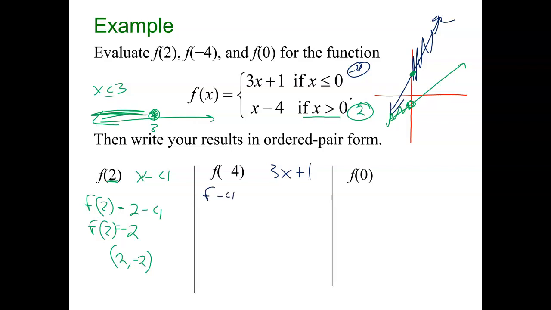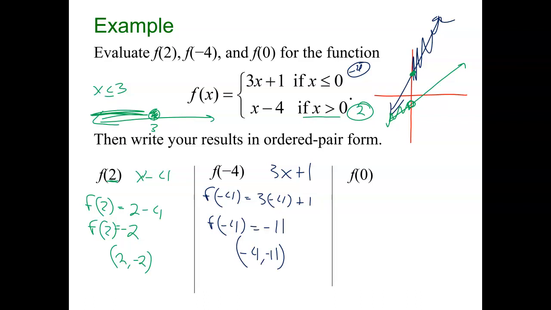So f of negative 4 is 3 times negative 4 plus 1. What is 3 times negative 4 plus 1? Negative 11. So my ordered pair is negative 4, negative 11. What about for f of 0?